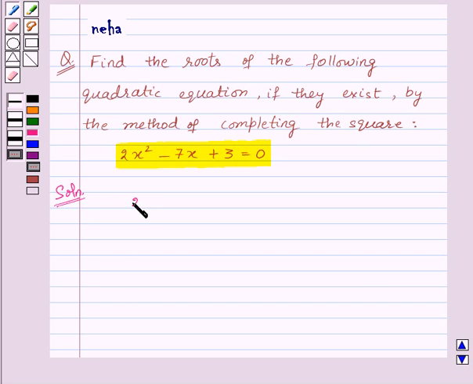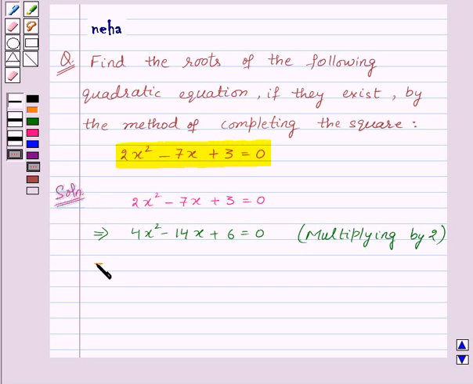We are given the equation 2x square minus 7x plus 3 is equal to 0. In this, as we can see, the coefficient 2 of the term x square is not a perfect square. So to make it a perfect square, we will multiply the whole equation by 2. So this will give us 4x square minus 14x plus 6 is equal to 0.